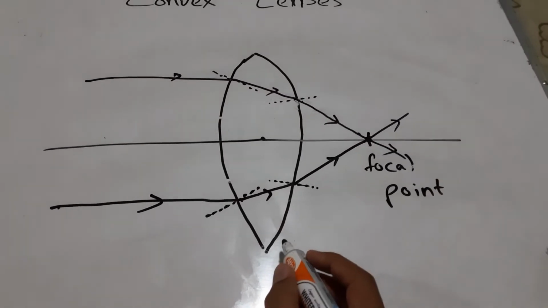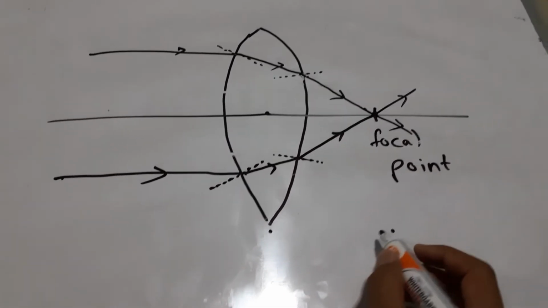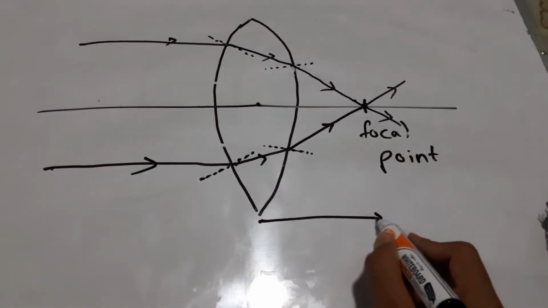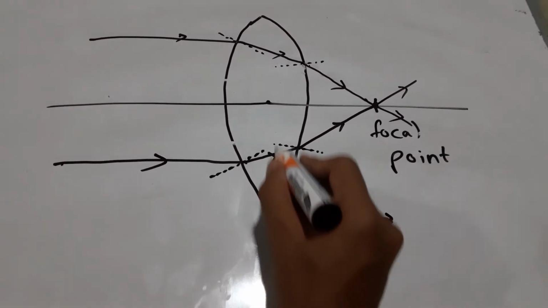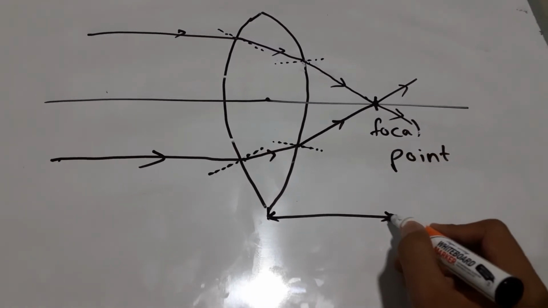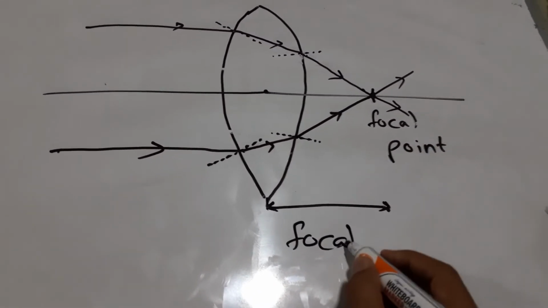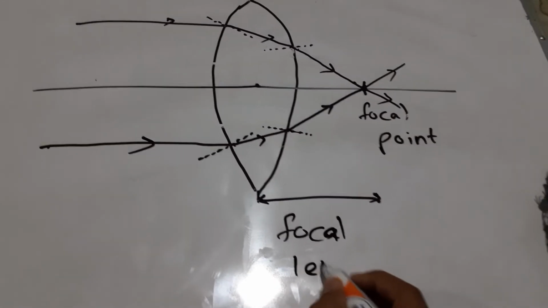The distance between the lens and this focal point is known as the focal length. The distance between the lens and this focal point is called the focal length.